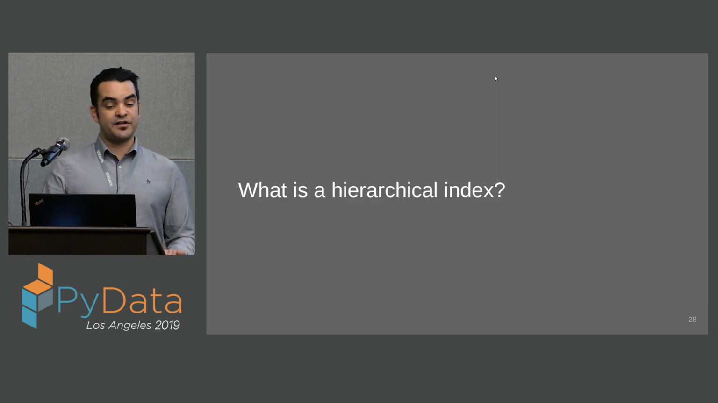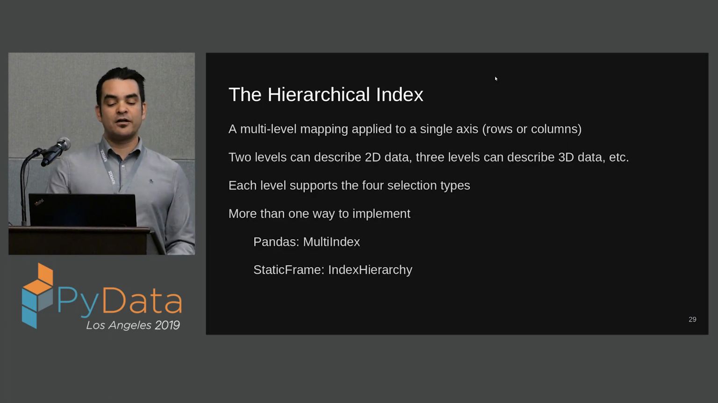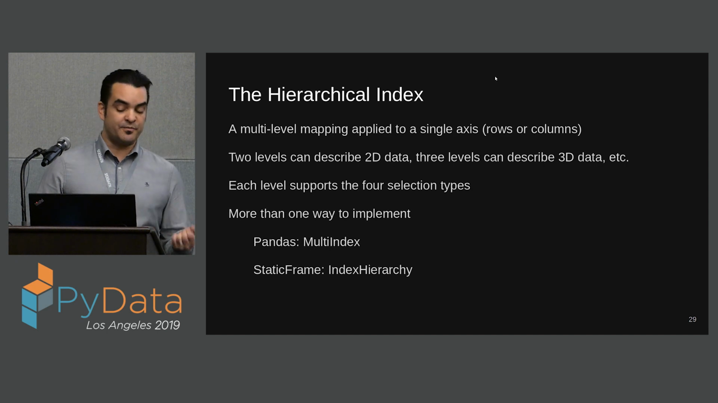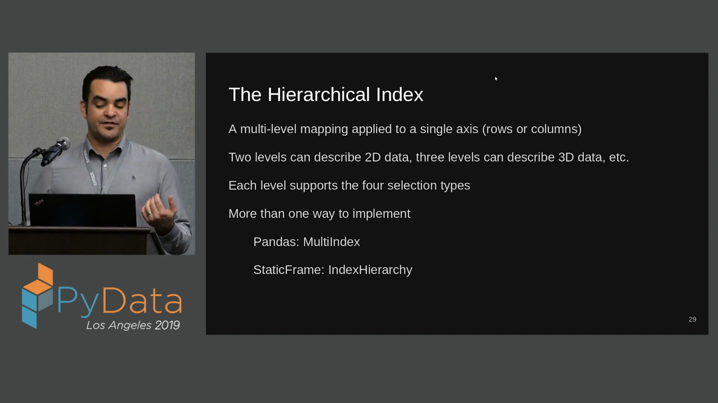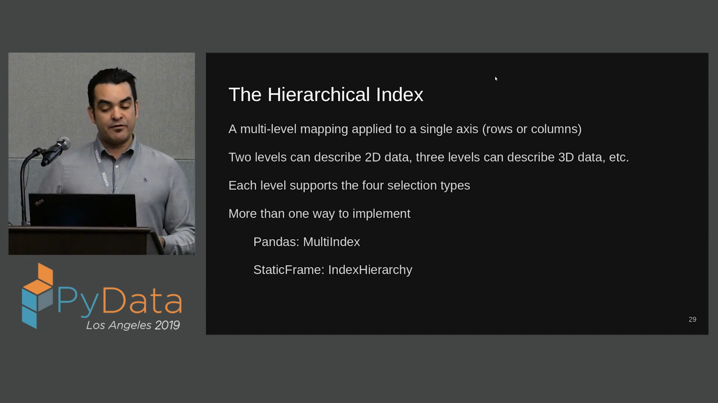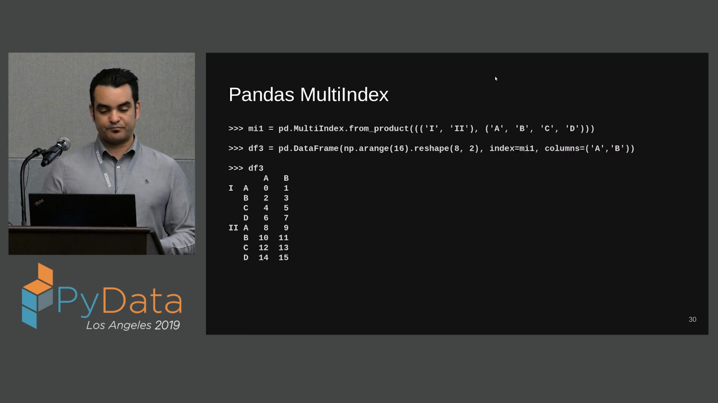All right, so now we're ready to talk about a hierarchical index. A hierarchical index is a multi-level mapping applied to a single axis. 2 levels can describe 2-dimensional data, 3 levels can describe 3-dimensional data, and we can go to unlimited depth, really. Each level supports the four selection types that we've already introduced. And there is more than one way to implement a hierarchical index.